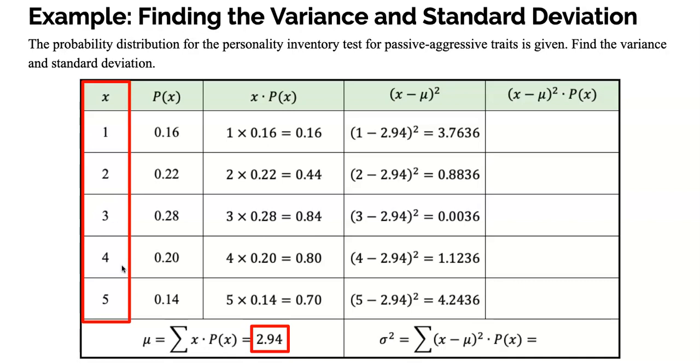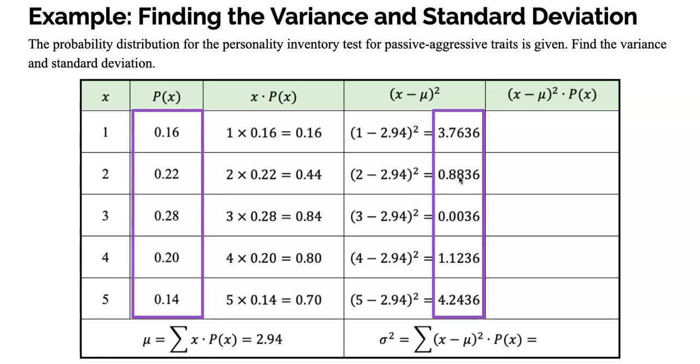Now, this is time for us to multiply these values that we just got by the probability, okay? So for the purple boxes, we're going to multiply 3.7636 by 0.16. And that came out to be 0.602176. As you can see, I didn't want to round it in the middle of a problem, so I just wrote down a long decimal.